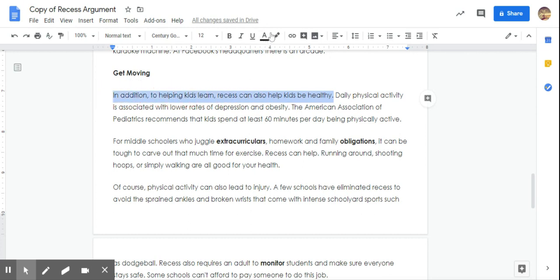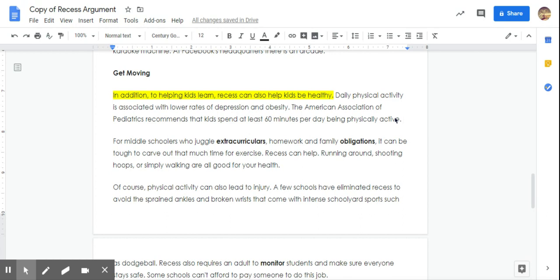Here's another reason why we should have recess. So I'm going to highlight it yellow. Daily physical activity is associated with lower rates of depression and obesity. The American Association of Pediatrics recommends that kids spend at least 60 minutes per day being physically active.